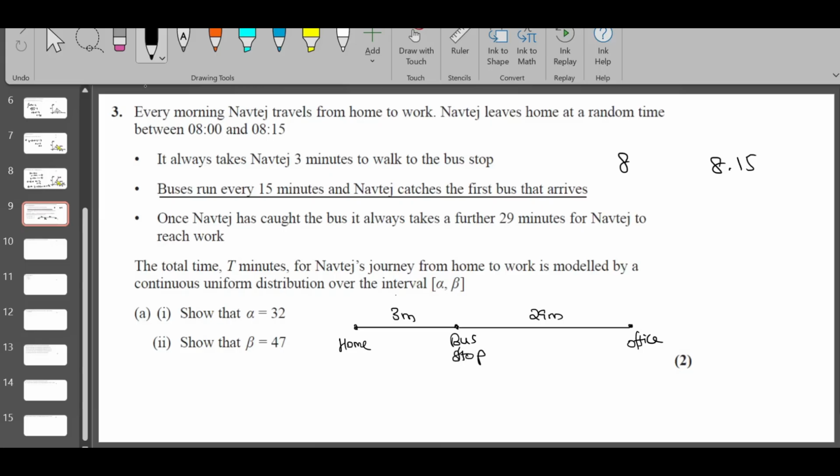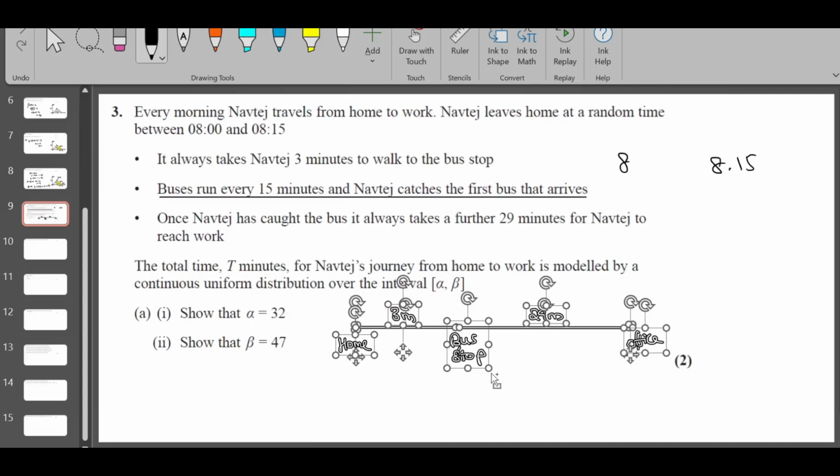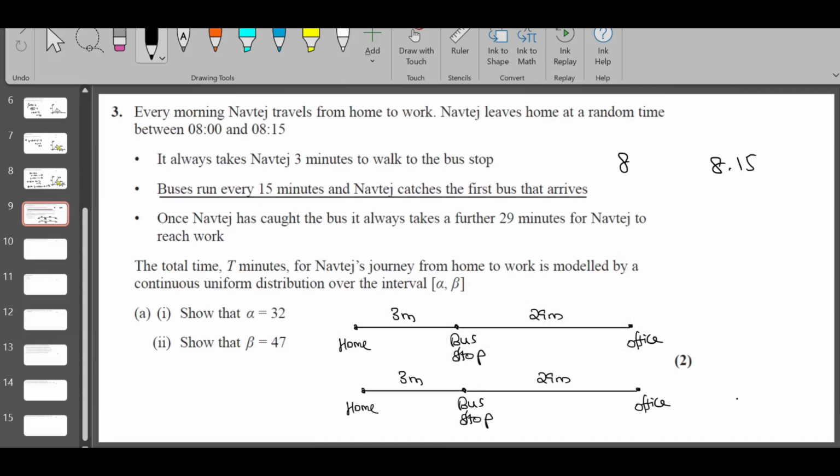The total time is 3 plus 29 plus the waiting time at the bus stop, which we don't know, right? So that can be modeled by a continuous uniform distribution between alpha and beta. So we need to find out the minimum time is 32. We need to show that maximum time is 47. So what I'm going to do, I'm going to copy this figure here again. I'll show you two scenarios. So you have to pay attention closely.